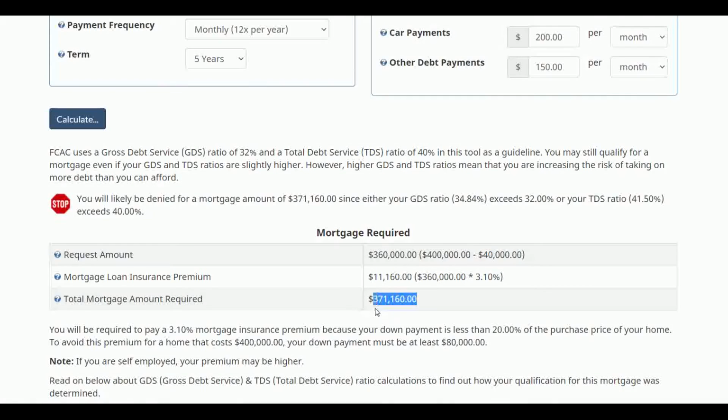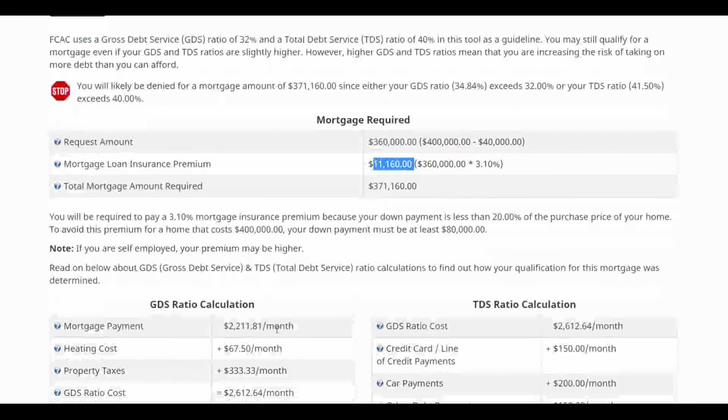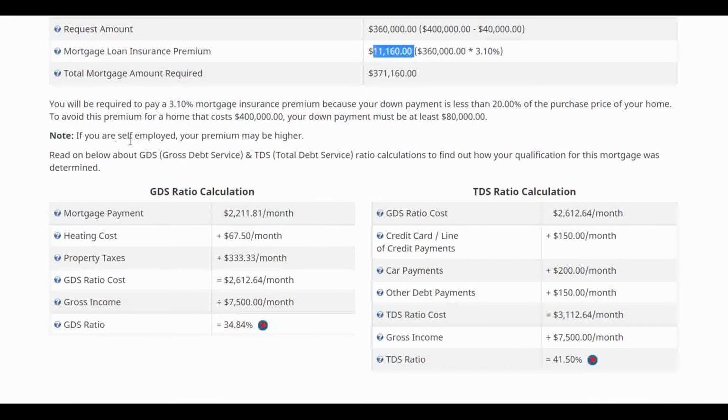And so this is what the actual payments are going to be based on. It's going to be based on the 371,160, right? Not the 360, because you're financing this full amount, which is the mortgage being requested plus the premium. So what is the GDS and what is the TDS? The GDS, gross debt service, represents your housing costs. So that's the mortgage payment.